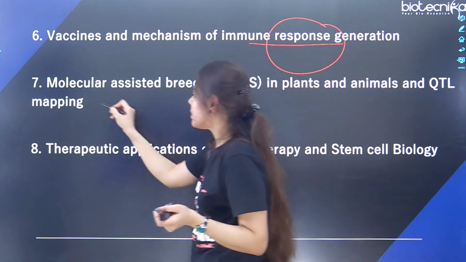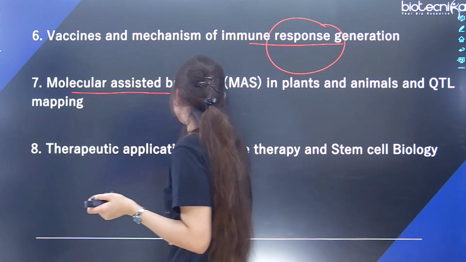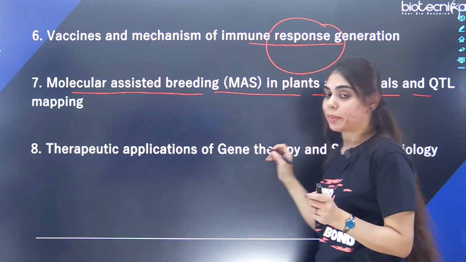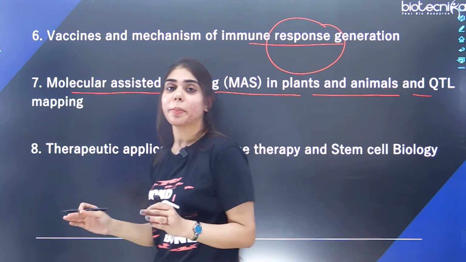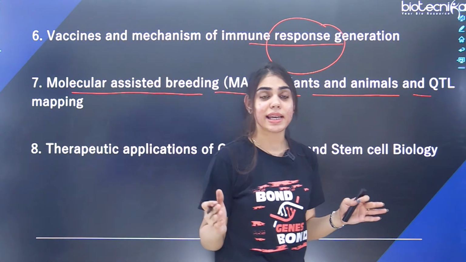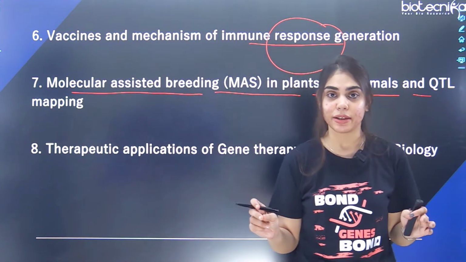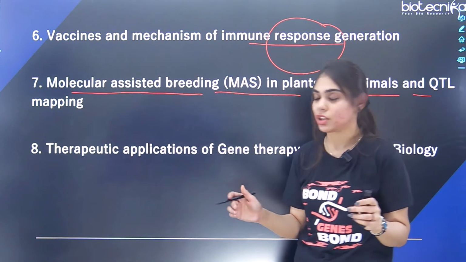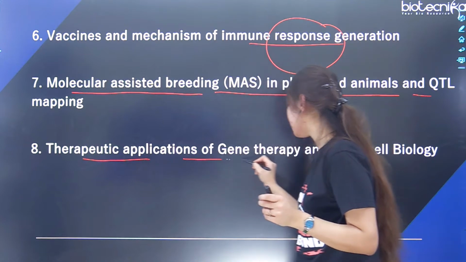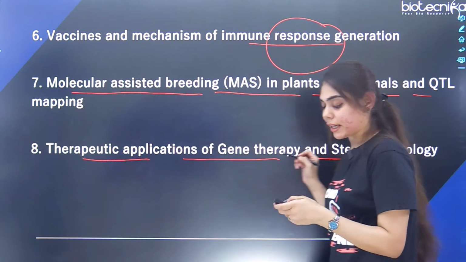So topic number 7 is molecular assisted mechanism of breeding in plants, animals, and QTL mapping. This is the most important topic that is asked in CSIR and focused on every year for the exam, that is molecular assisted breeding or simply mass selection. And the 8th is therapeutic application of gene therapy as well as stem cell technology.